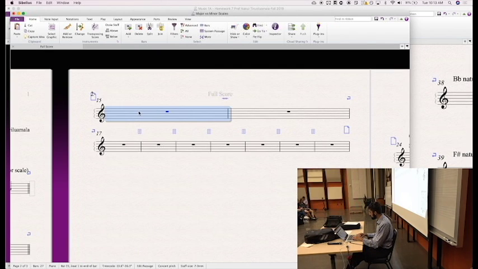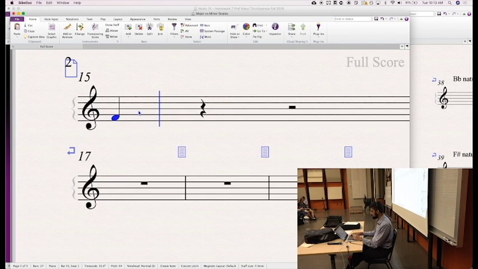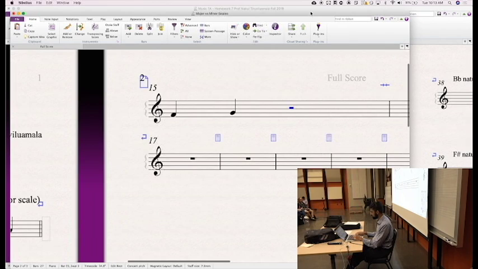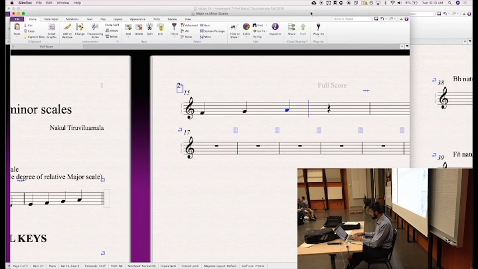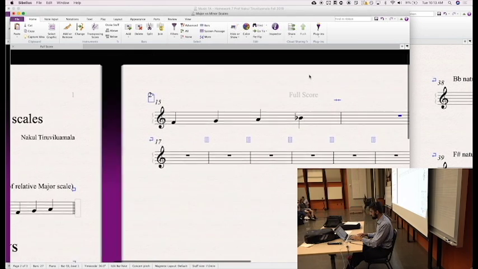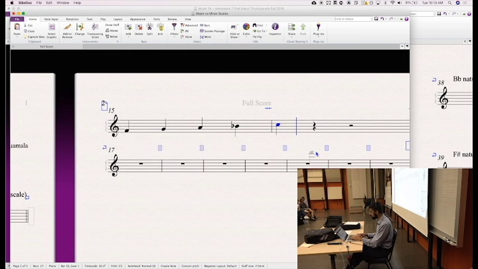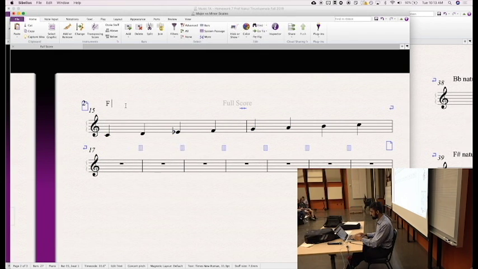Let's construct an F major scale, shall we? Start, whole, you guys tell me. The next one is what? Half step above it. Right? Whole step above that. Good. Whole step. Whole step. Half step. Great. Okay, so this right here is F major scale.